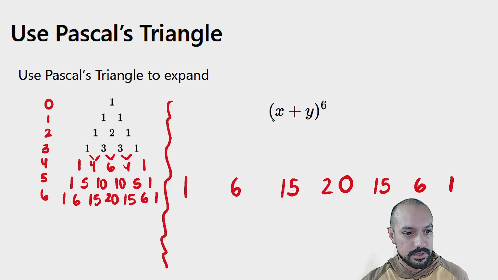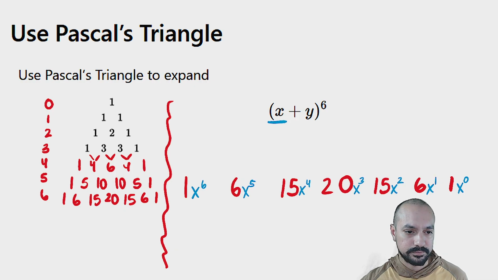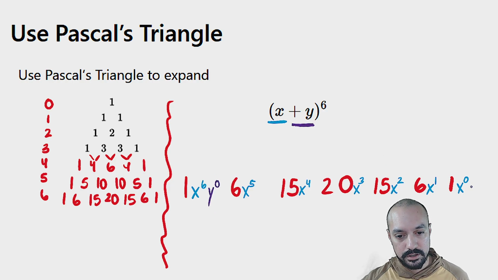Then the next thing I want to do is start writing my exponents. So x is going to start off at the 6th power, and it's going to end up at the 0th power. So let me go ahead and record that: 6, 5, 4, 3, 2, 1, 0. Then I'm going to do the y value. So y is going to be the opposite. y is going to start off at 0, and it's going to end up at 6.